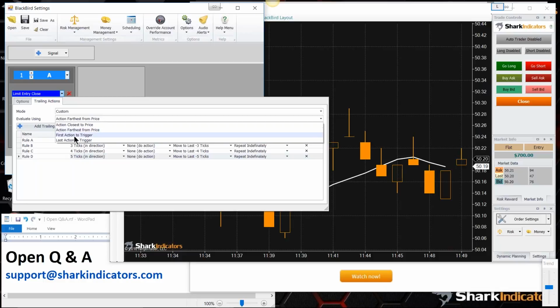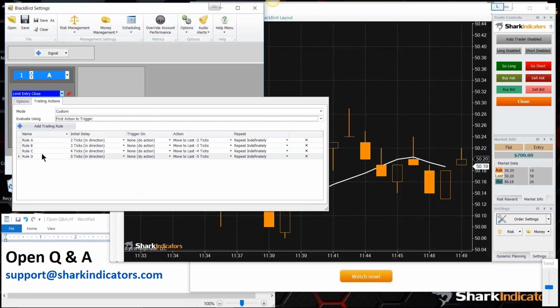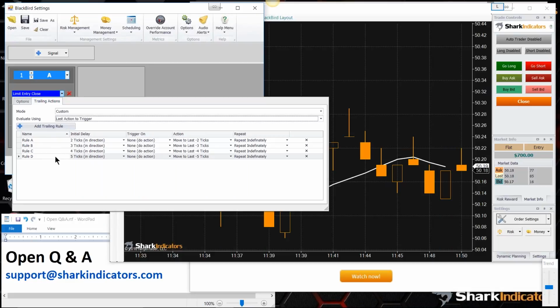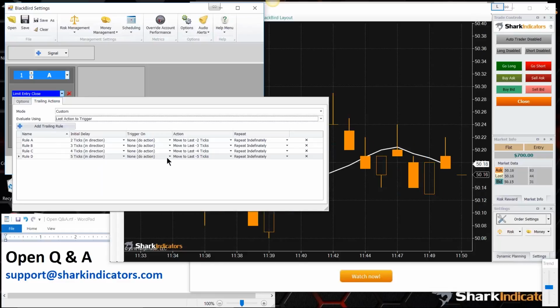Alright guys, so I hope that makes sense as far as what this evaluate using is for. And these bottom 2 hopefully are pretty straightforward. The first action to trigger: whichever trailing rule triggers first will always have priority as far as moving the order around. And the last trailing rule to trigger: whichever trailing rule triggers last will always have priority as far as moving the order.